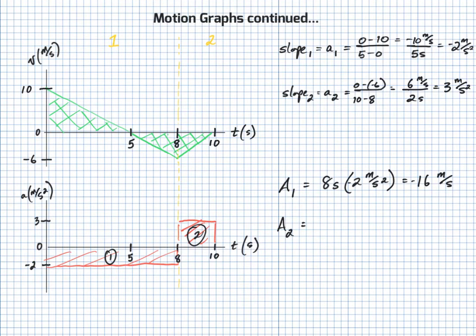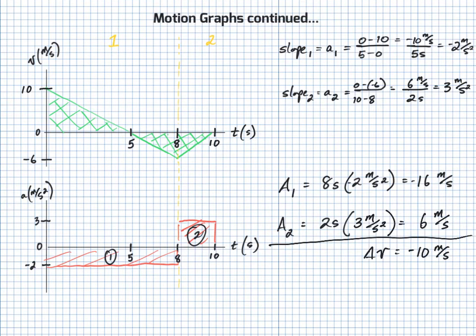Now in area 2, our base is 2 seconds, and our height is 3 meters per second squared. If we do that math, we are going to get a value of 6 meters per second. Now we can add these up, and we get a change in velocity of negative 10 meters per second. Now we can check this change in velocity by using our velocity versus time graph.